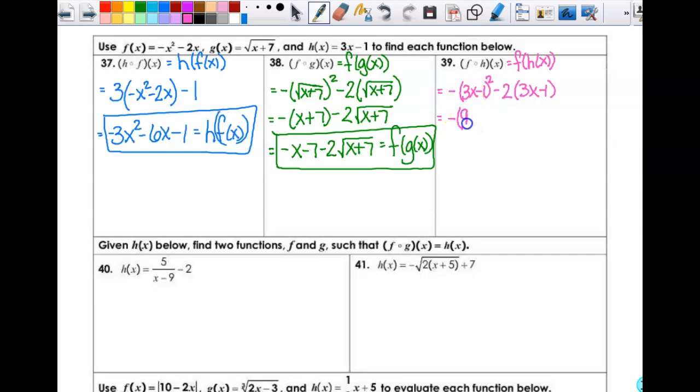But this gives me 9x squared. Multiply these two together, I get negative 3x, double it, negative 6x, and then square this, plus 1. And then I'm going to go ahead and distribute here, minus 6x plus 2. Now I need to distribute this negative: negative 9x squared, plus 6x minus 1, minus 6x plus 2. So these 6x's zero out. That leaves me with negative 9x squared plus 1, and that equals f of h of x.